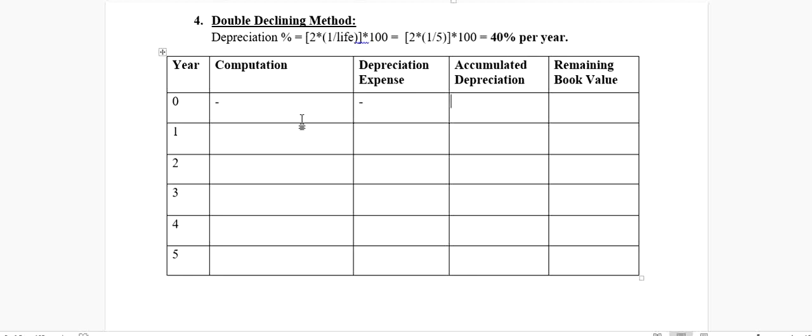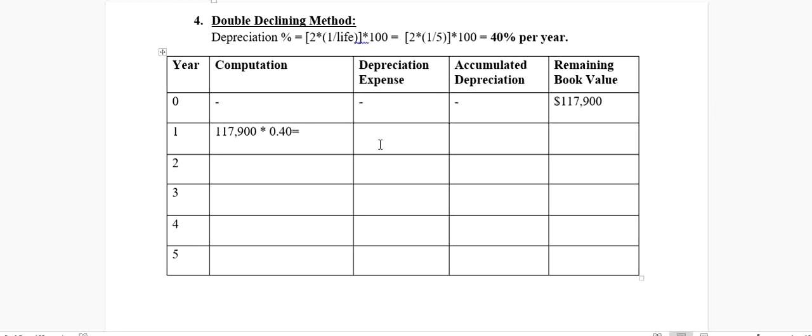Year 0 represents the time of purchase, the time when we have actually paid the money to purchase this machine. For sure it's not used, so there is no depreciation as well. Then in the first year we are supposed to record 40% depreciation on the cost of the asset. The cost of the asset is $117,900 while the depreciation rate is 40%. I have converted the percentage into decimal form, so 40% is converted into 0.40.